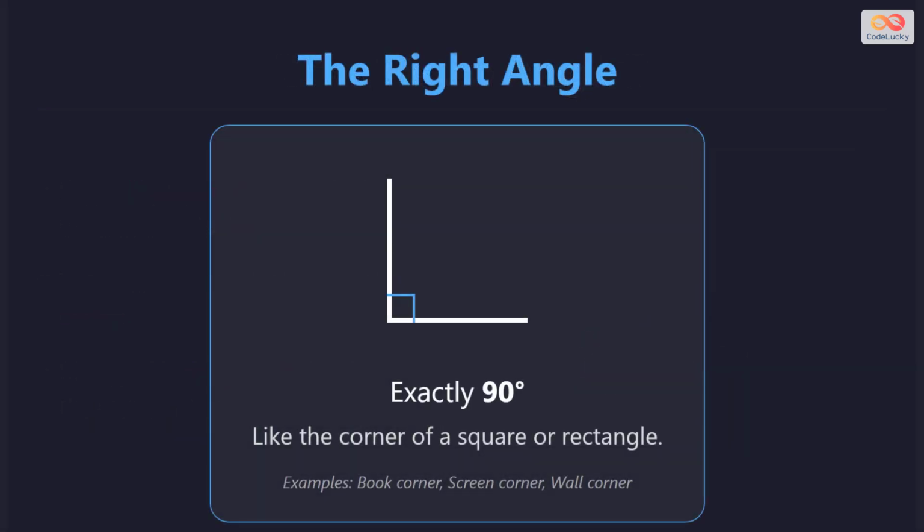Let's start with the most famous angle, the right angle. A right angle measures exactly 90 degrees. It looks like a perfect corner, such as the corner of a square, a book, or a room. In diagrams, it is often marked with a small square symbol.